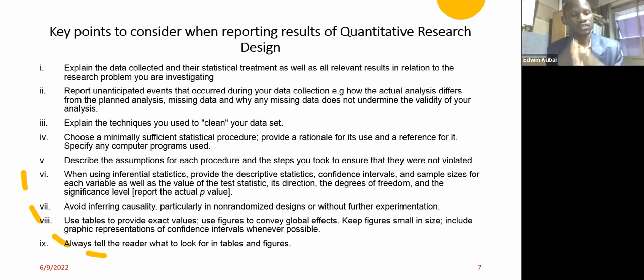And if you're using, for example, like the previous speaker has talked about, SPSS, if you're going to analyze your data using SPSS, then you must tell the audience which computer program you were using and which version, because SPSS comes in different versions. And look at the statistical procedures: which methods were used in terms of analysis, or which kind of test were you carrying out on the data.